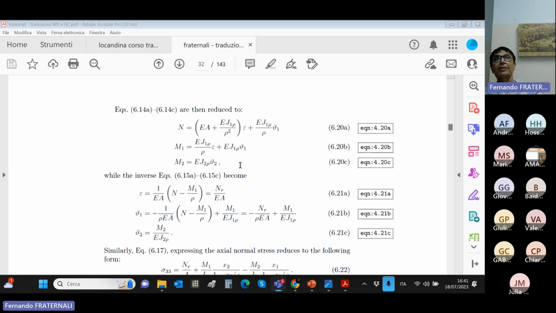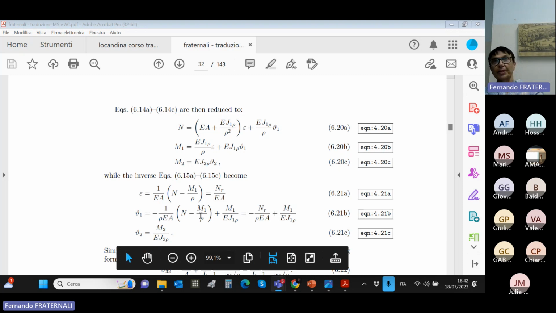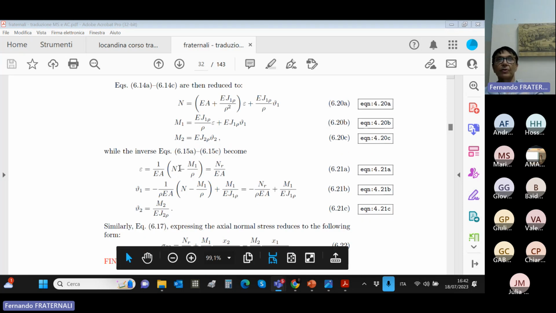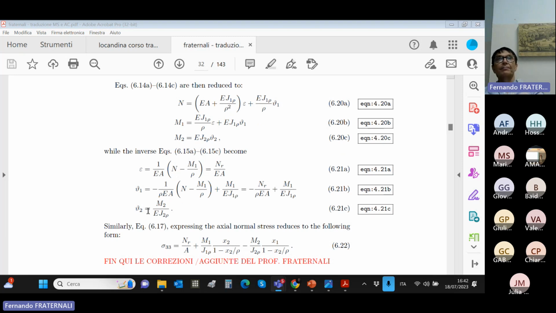And if we invert, we have epsilon equal to 1 over EA times N minus M1 over rho, theta1 equal to N minus this equation that shows the coupling with the curvature. This term disappears if the curvature goes to 0, so the radius of curvature goes to infinity, and theta2 is given by this more simple expression.